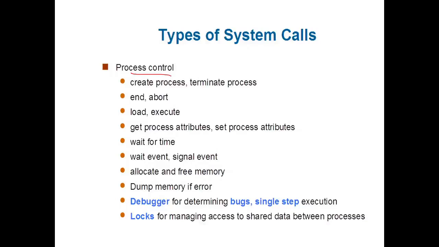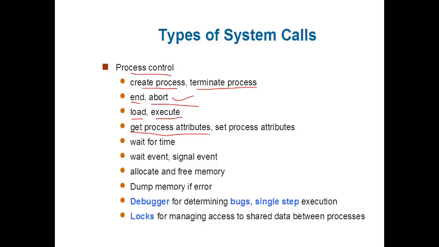First we'll see process control system calls. Whenever any process is created, the create process system call will be invoked, and whenever the process terminates after its work is finished, the terminate process system call will be invoked. Then end or abort: in between, if you want to end or abort any process, this system call will be executed. To load any process, the load system call is called. To execute any process, the execute system call is called.